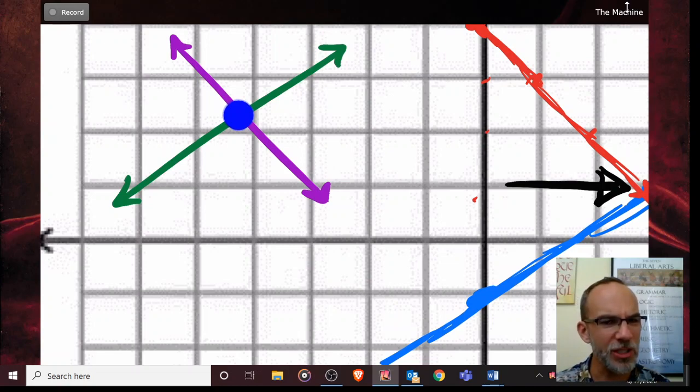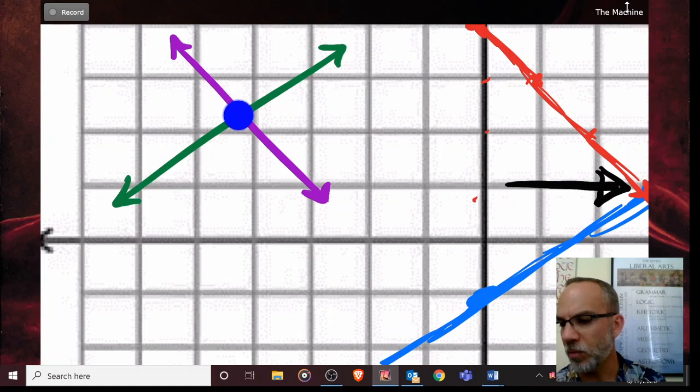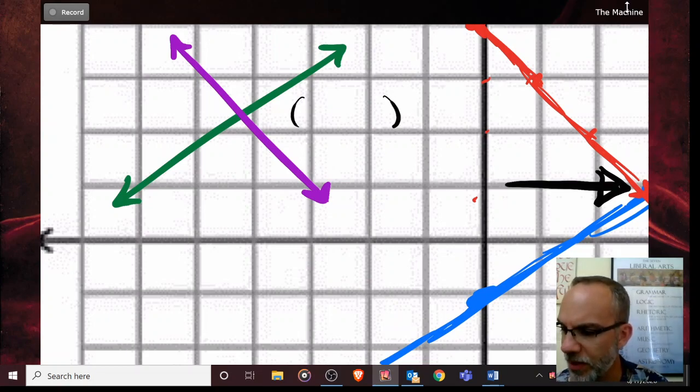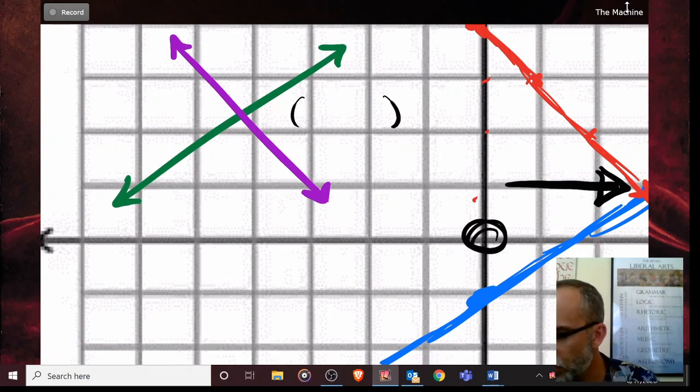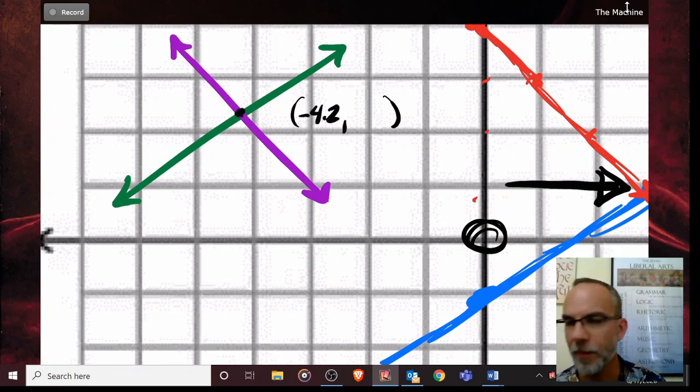Like, how would you actually do that? Well, number one, you've got to graph it really precisely. But number two, you're going to have to estimate. And there's no easy way around this. What is this point right here? Well, if I go back, here's my origin right there. If I go to the left, 1, 2, 3, 4, it looks like it's negative 4.2 to me, this point right there. But I'm just estimating. Okay, how high up is it? It looks like it's maybe a little higher up than it is sideways, so maybe 2.3. But I'm just estimating.